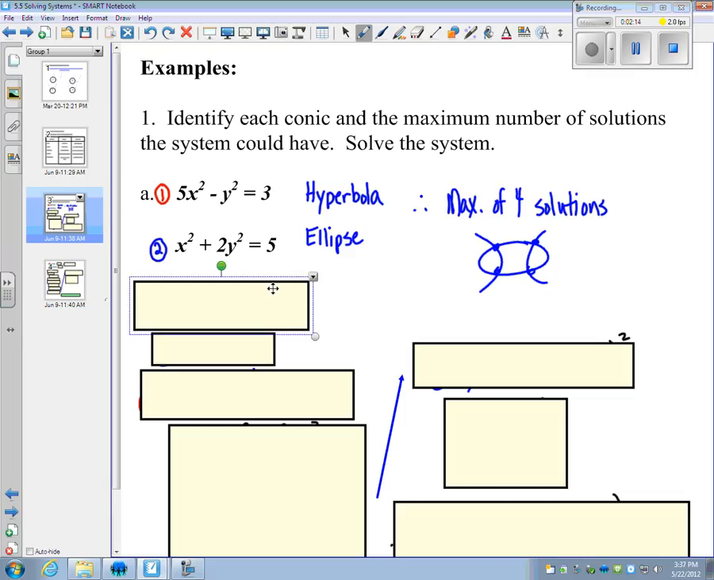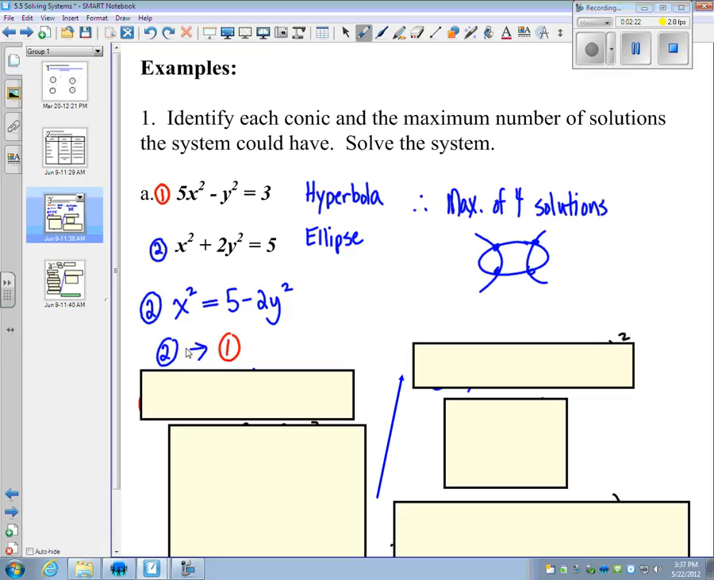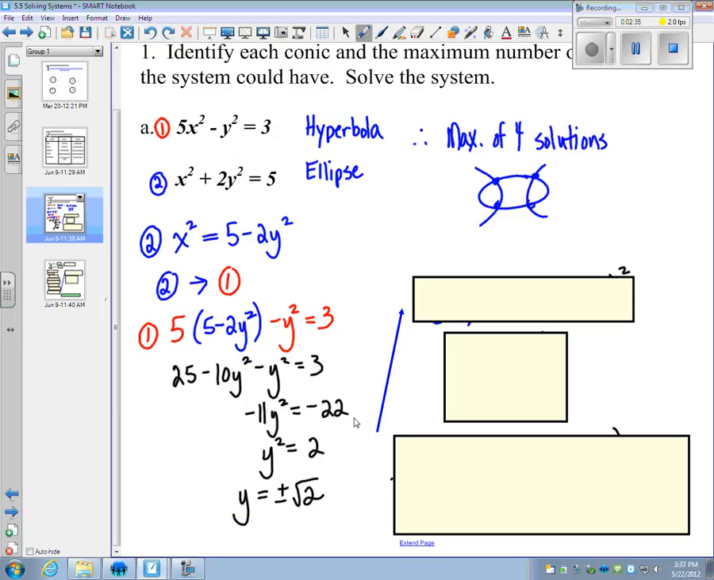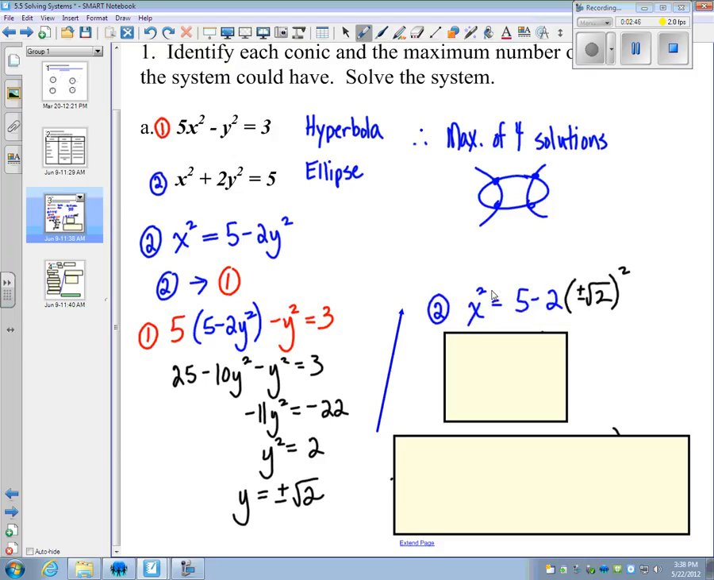So what I'm going to do is take equation 2 and solve it for x squared. Now that I've solved it for x squared, I'm going to sub it into equation 1. So in equation 1, every time I see an x squared, I'm going to sub in 5 minus 2y squared. I did that right there. I've done the distributive property, combined like terms, and gotten a value for y. So now that I have y squared, I'm going to sub it back into this equation, because x squared equals 5 minus 2y squared, and I get a value of x.